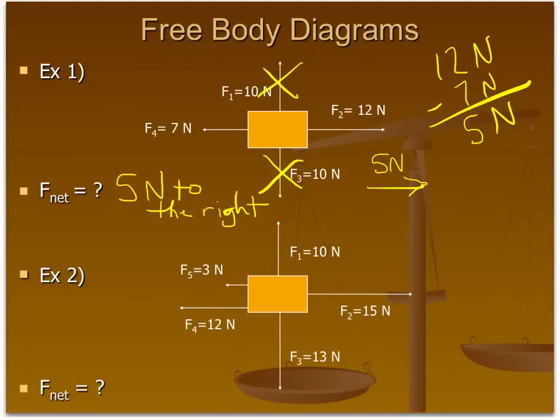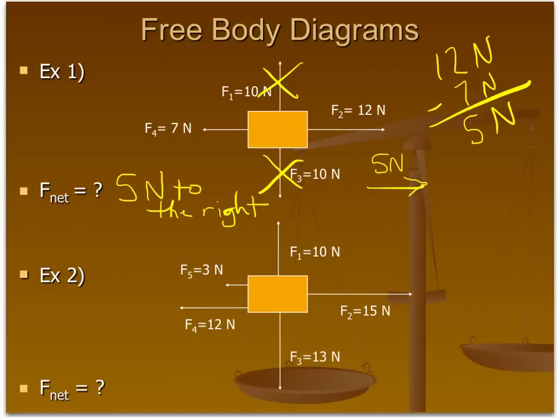Okay. If you look at example problem number 2, we now have 2 forces going to the left and only 1 to the right, and we have 1 going up and down as well. So it doesn't matter which ones you start with. Let's just start with the left and right directions on this one.